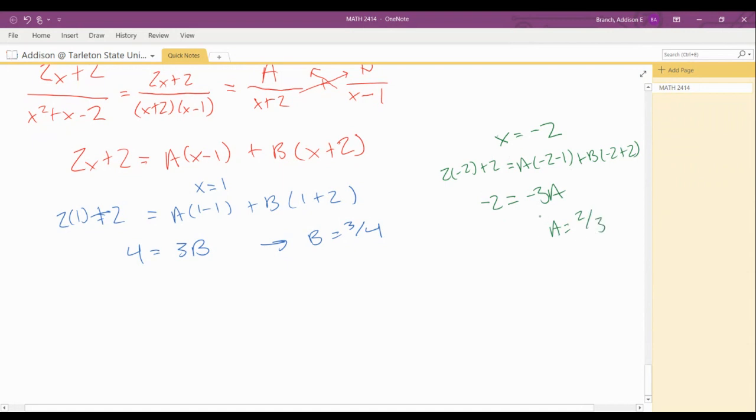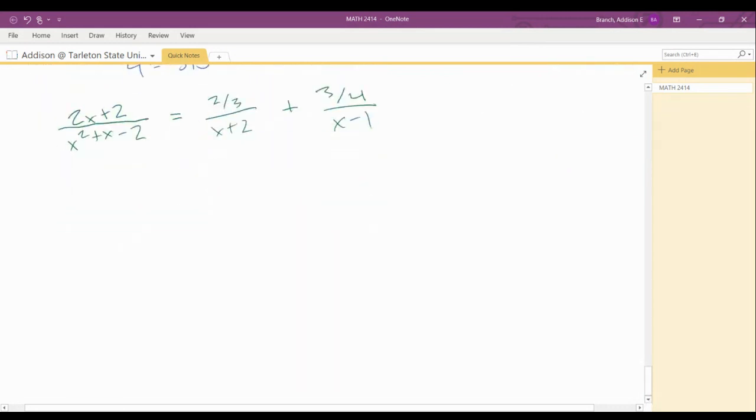So now we can plug this back into the original, and we can say that 2x plus 2 over x squared plus x minus 2 is equal to 2/3 over x plus 2 plus 3/4 over x minus 1. Now this is actually in a much easier spot for us to integrate.